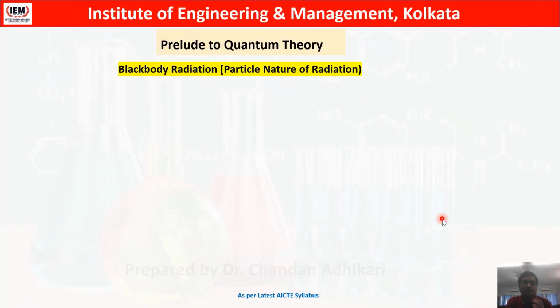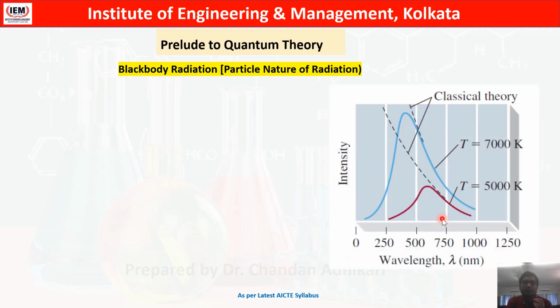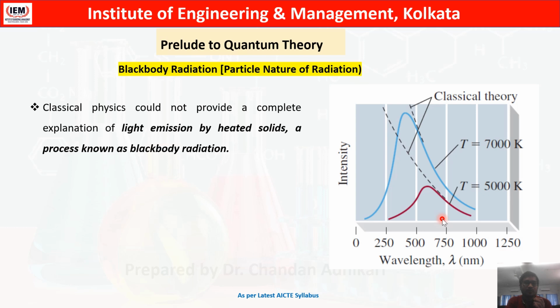One such property is black body radiation. Actually, there are a few things which triggered the development of quantum theory, and black body radiation is one of them. It is nothing but, if you heat a solid, some light is emitted. For example, if you take an iron rod and heat it, first it will glow red. If you take a filament and heat it, it will first be red then become white. So it's nothing but light emission by heated solids. This process is known as black body radiation.